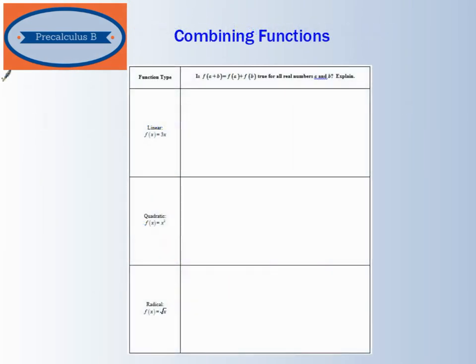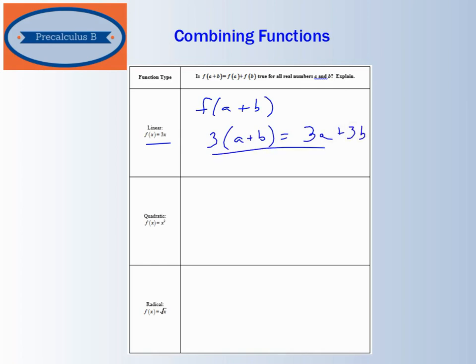So let's swing back to that activator question. We're looking at our linear function where f of x equals 3x. Does f of a plus b, which in this case is 3 times a plus b, equal 3 times a plus 3 times b? The answer is yes. Based on the distributive property, that's always going to work.